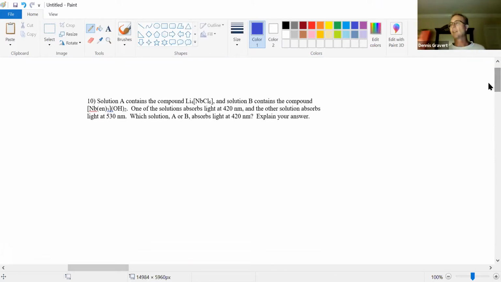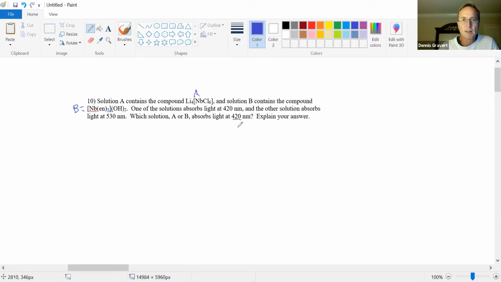Solution A contains that compound lithium, niobium, chloride, whatever. Solution B contains a compound also with NB, but it's got ene, ethylene diamine in there, and hydroxide as the counterion. One of the solutions absorbs light at 420 nanometers. The other solution absorbs that light at 530 nanometers. Which solution, A or B? Okay, this one's A, and this one is B.